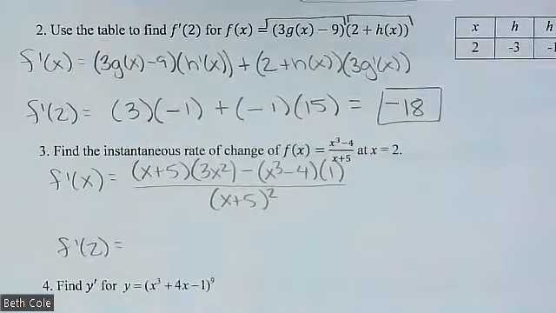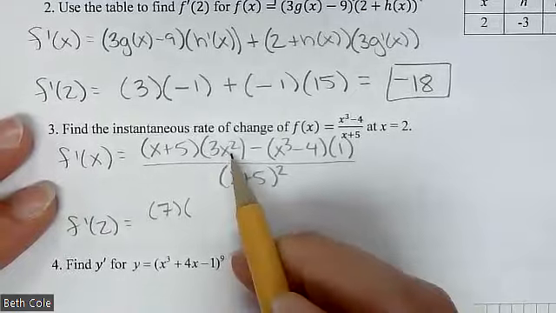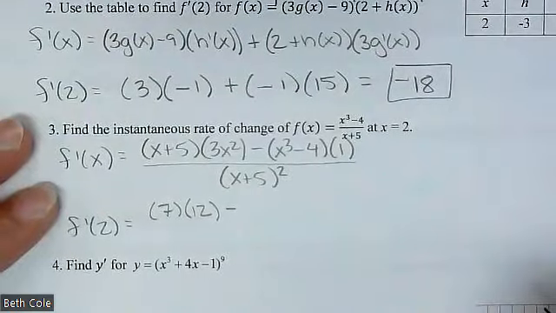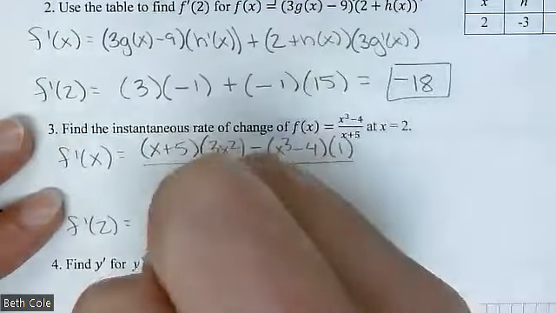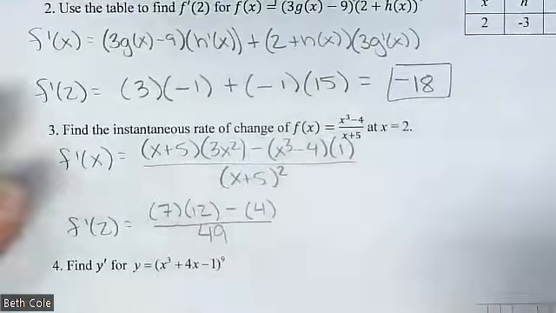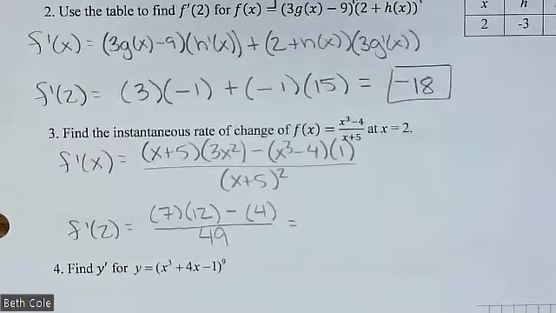Beautiful. Perfect. And then you're just going to plug 2 into all of that. So 2 plus 5 is 7. If you plug 2 into this part, that's going to give you 12. Minus, all right, 2 cubed is 8, minus 4 is 4. And then that would be over 49. And again, you have to keep going. It's multiple choice. 12 times 7, 84. Minus 4, 80. So 80 over 49.